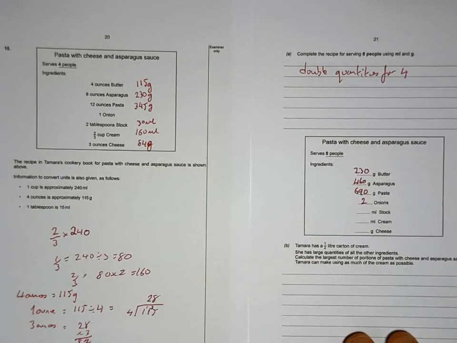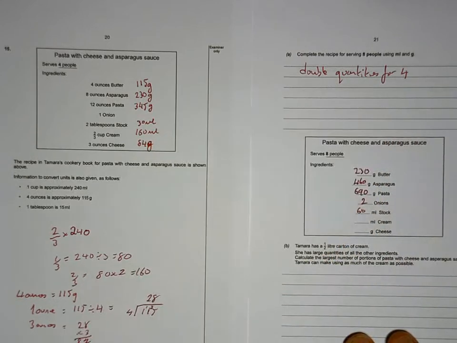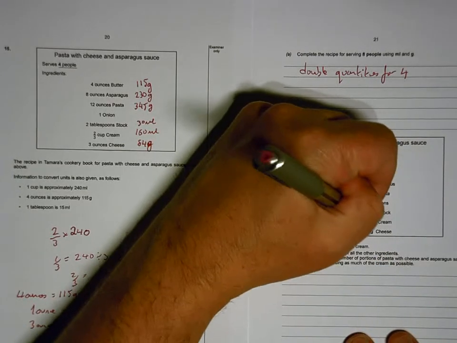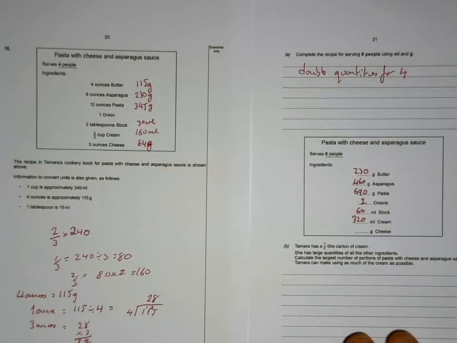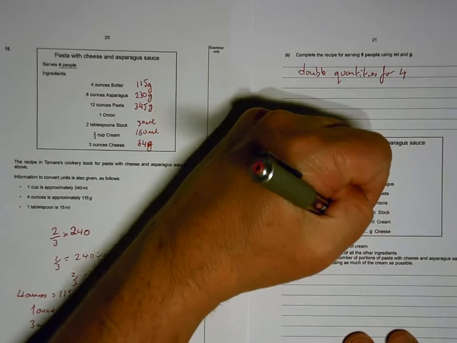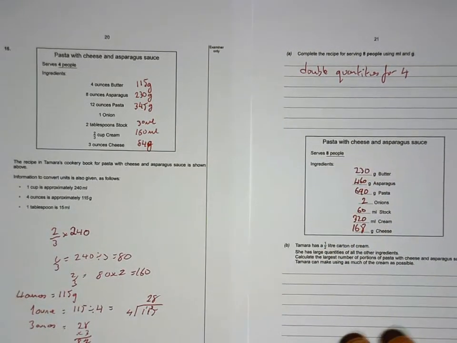2 onions, 60 milliliters of stock, 320 milliliters of cream, and 168 grams of cheese.